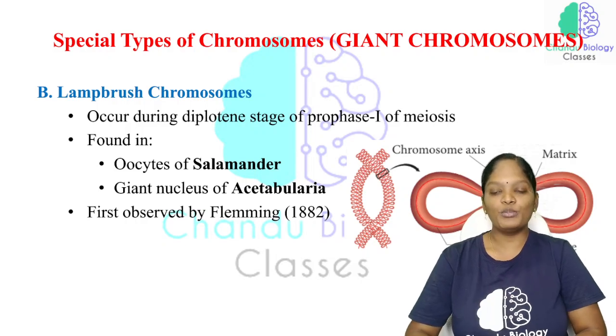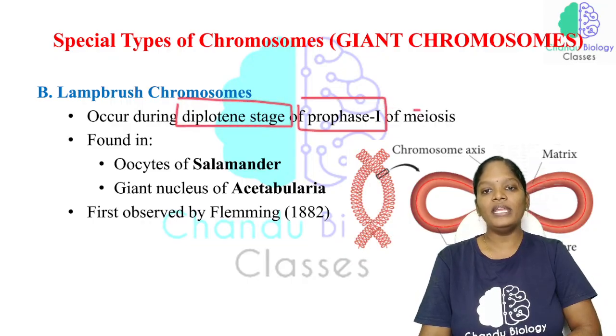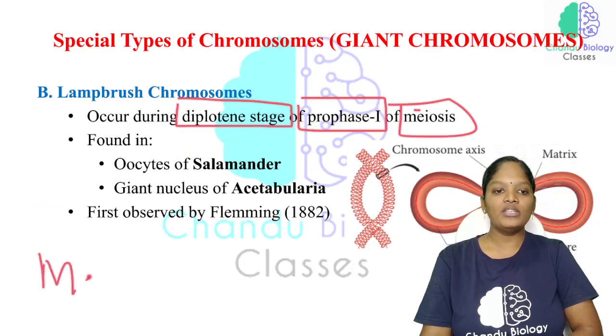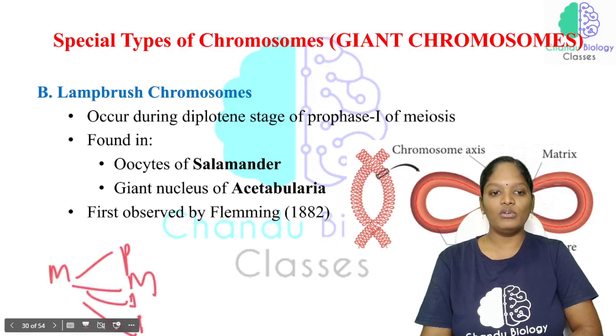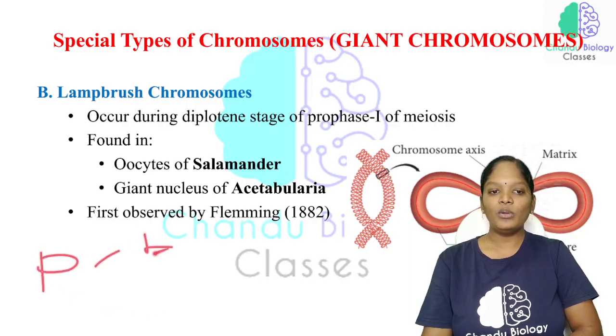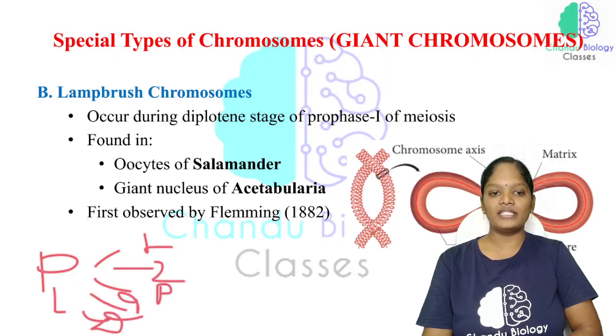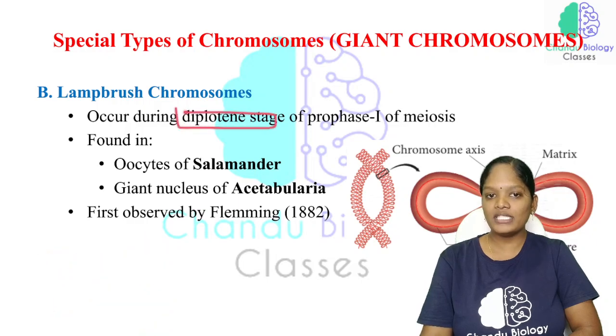And the lampbrush chromosome, so this is what lampbrush chromosomes are. It occurs during the diplotene stage of prophase 1 in meiosis. See, we have meiosis and mitosis. In meiosis we have prophase, metaphase, anaphase and telophase. In prophase we have leptotene, zygotene, pachytene, diplotene and diakinesis. So the lampbrush chromosome occurs during the diplotene stage of prophase 1 of meiosis.